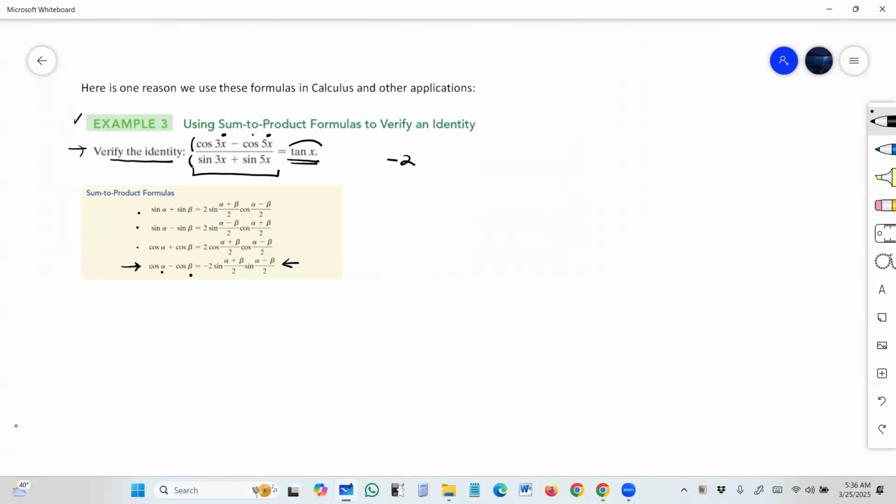So minus 2 sine of the alpha plus beta. So 3x plus 5x is 8x over 2, times sine of the difference, alpha minus beta. So 3x minus 5x, minus 2x over 2. Everything over, and now I'm going to do the same thing with the denominator.